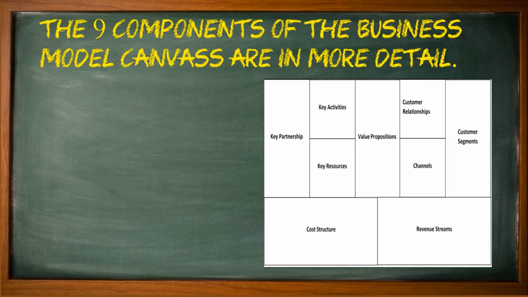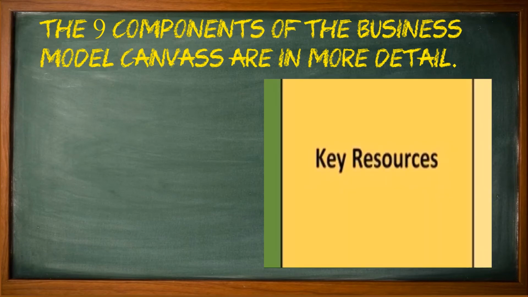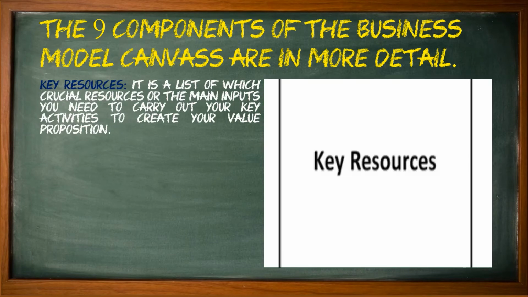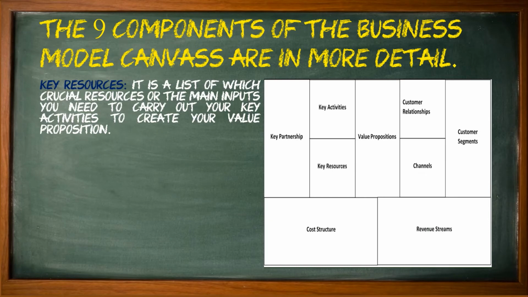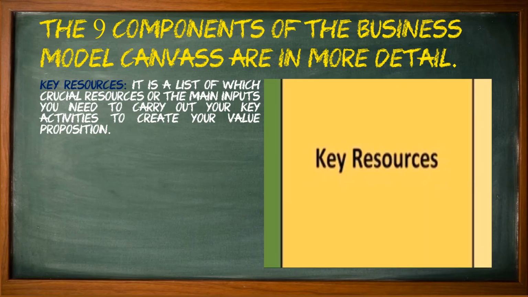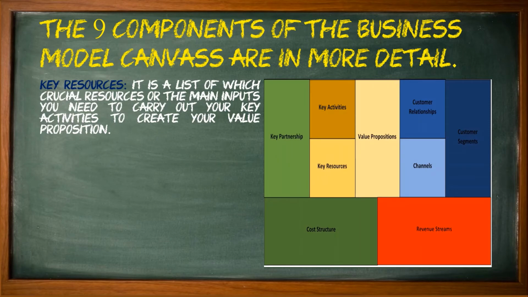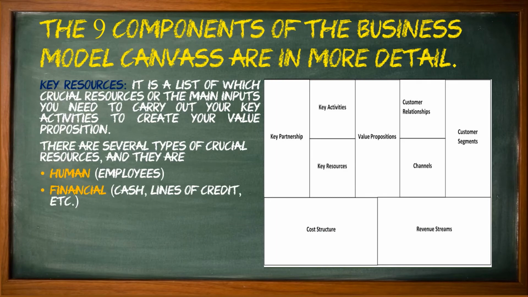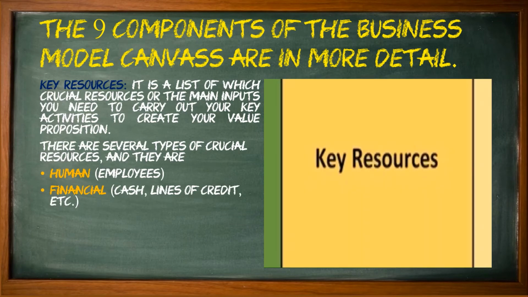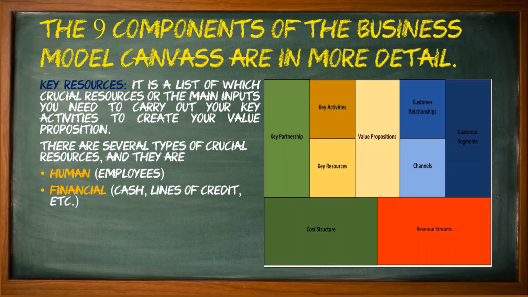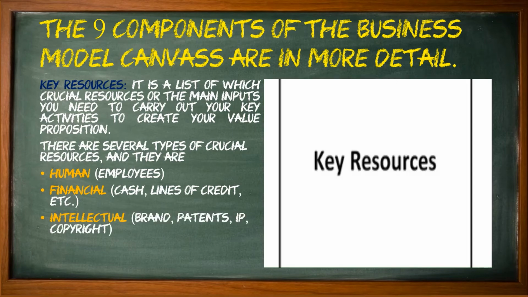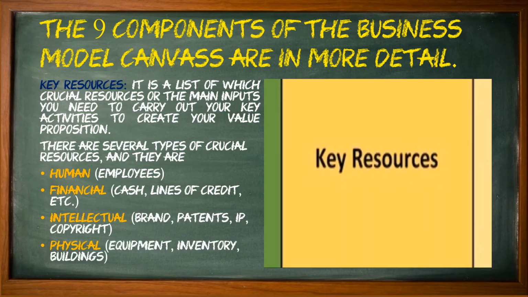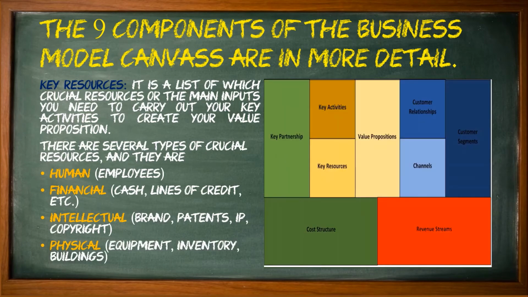The 9 components of the business model canvas are in more detail. The following component of the business model canvas is the key resources. It is a list of the crucial resources or the main inputs you need to carry out your key activities to create your value proposition. There are several types of crucial resources, and they are: human, employees; financial, cash, lines of credit, etc.; intellectual, brand, patents, IP, copyright; physical, equipment, inventory, buildings.